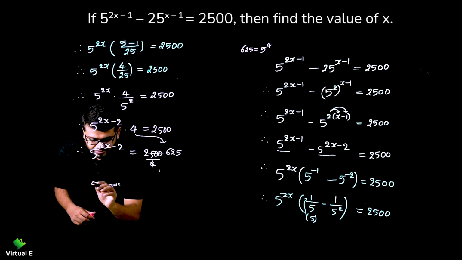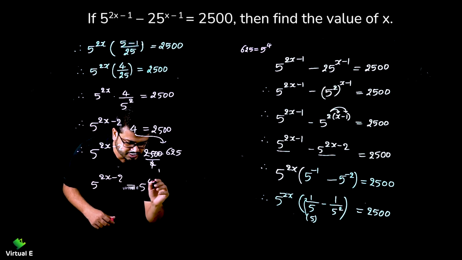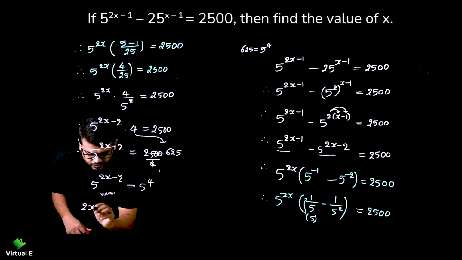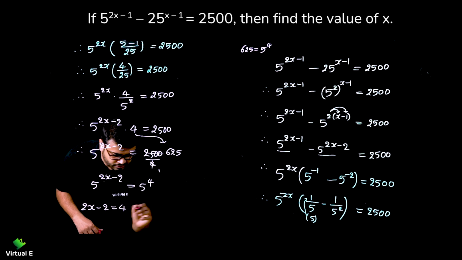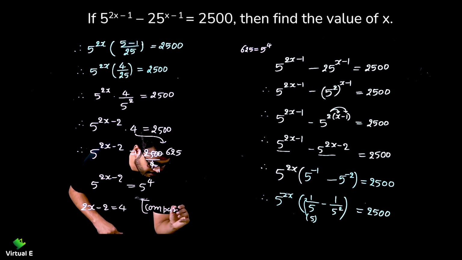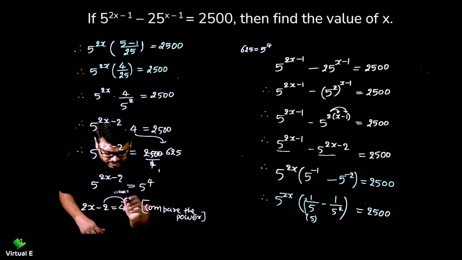So here we can write 5 raised to 2x minus 2 is equal to 5 raised to 4. Now what we are going to do? Compare the power. So we can write 2x minus 2 is equal to 4. Compare the power. Done.